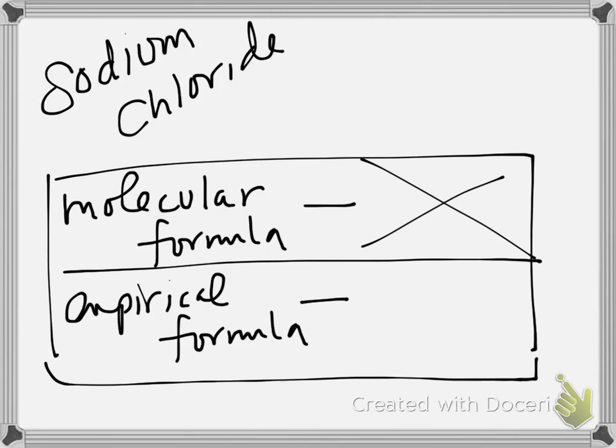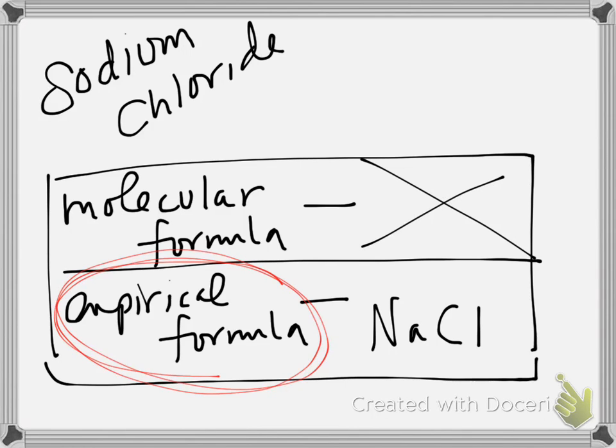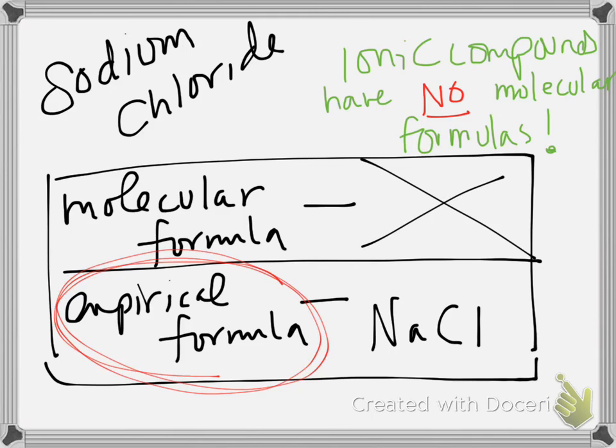What's the simplest whole number ratio formula for sodium chloride? NaCl. All ionic compound formulas are already empirical formulas. You've been doing empirical formulas for ionic compounds. You simplify down to the simplest whole number ratio. When we're talking about ionic compounds, there are no molecular formulas. Okay, so ionic compounds have no molecular formulas.